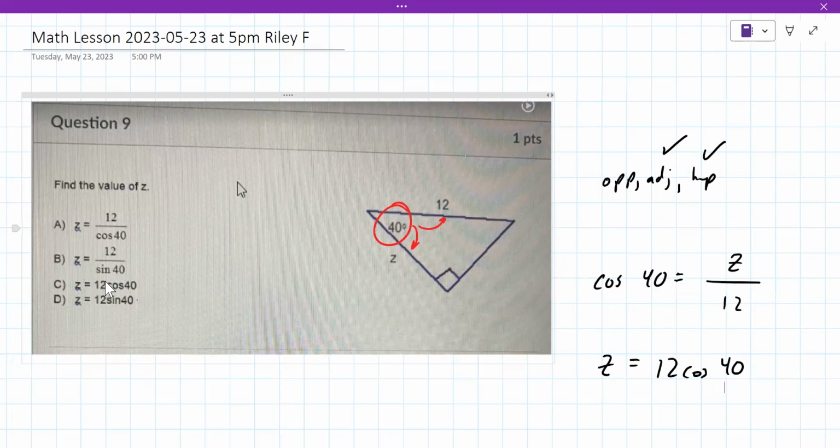Oh, notice the multiple choice. They don't even want you to calculate it. They want you to just confirm that you had this. C. It's C. Yes. Good. All right. Next one I have up is 11.